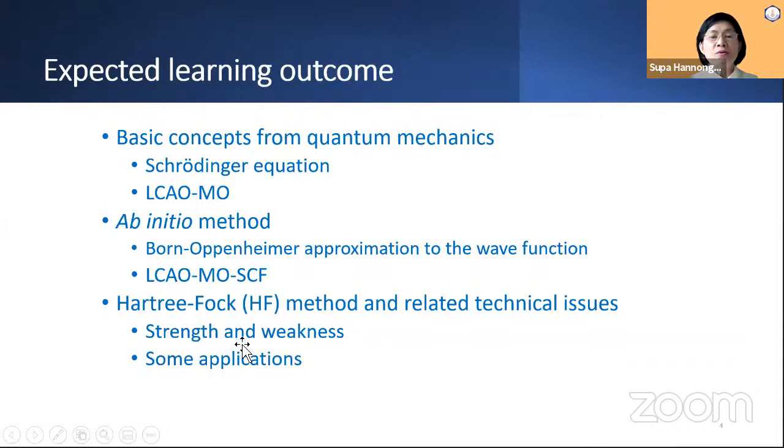At the end of this lecture, you will also see the strengths and weaknesses of the method and some applications. I would like to tell you that every method that we learn in computational chemistry is good, but there are some limitations. Not everything can be solved perfectly with the Schrödinger equation.